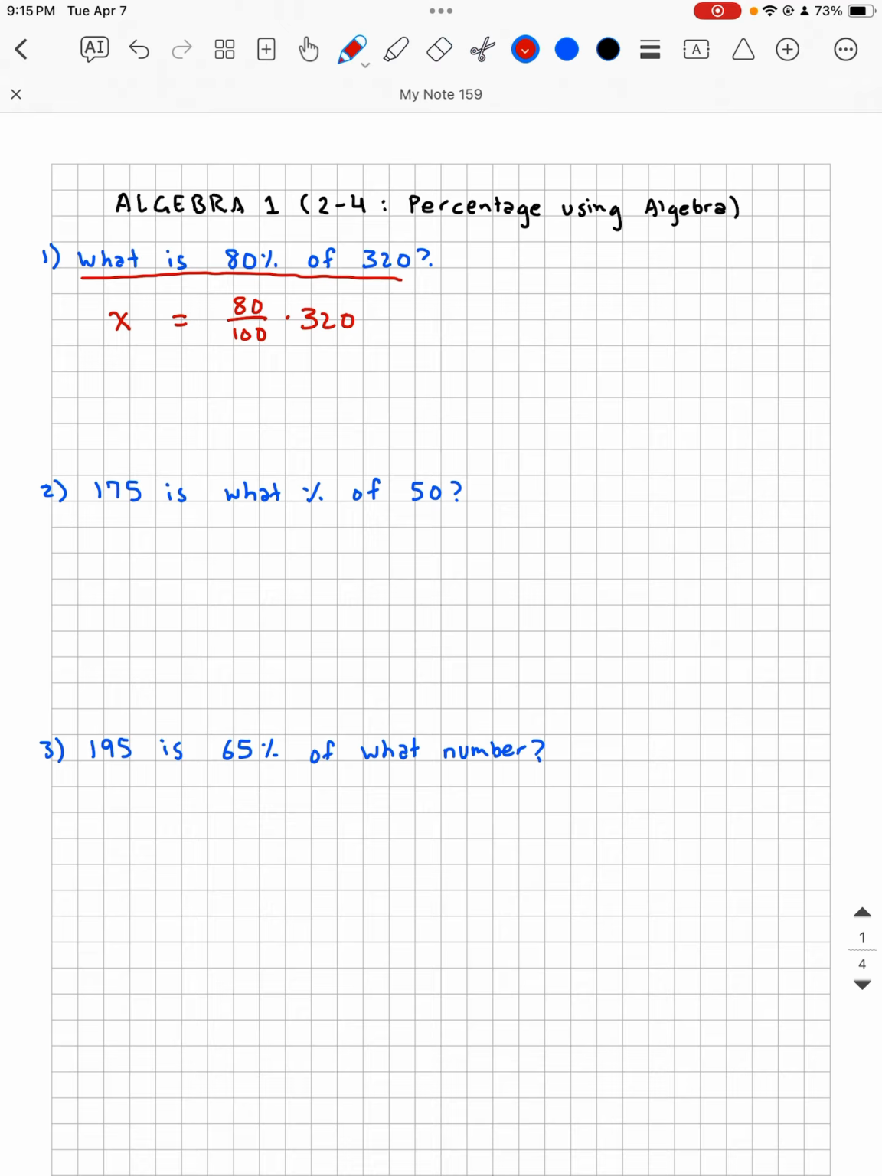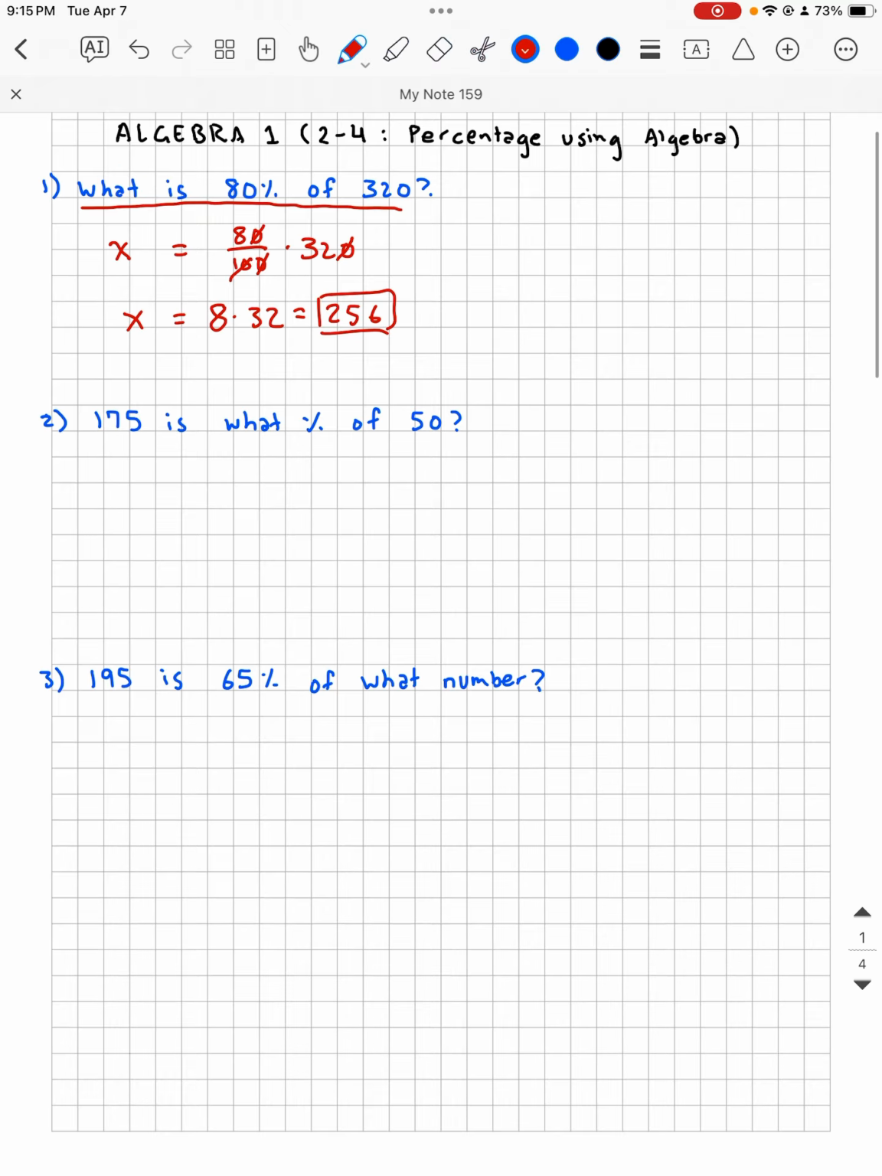I made sure that these problems come out nicely, so try not to use a calculator, and that's what we're going to do then. So here, if I'm trying to solve for x, well, it looks like x is already by itself. We're going to go ahead and cancel out some terms. So 80 and 100, we're going to go ahead and cancel the zeros. The 320 divided by 10, so that's going to go away. So that comes out to be 8 multiplied by 32. So the answer is equal to 256, and that's going to be our number then.